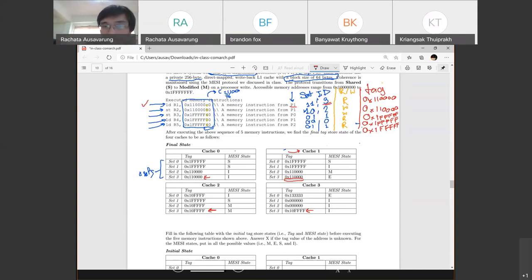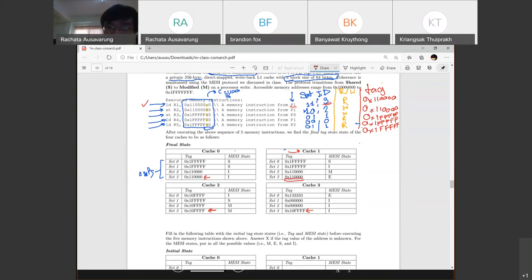Okay, so let's go through the second access. Second access is to what set? Second access, store to I2, 0x110080. What set is this? It's on the PDF. I just wrote it to the right. What is the set ID? Two, yep. So the set ID is 2.